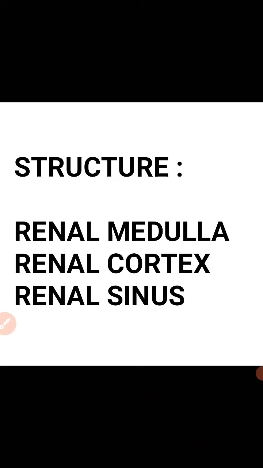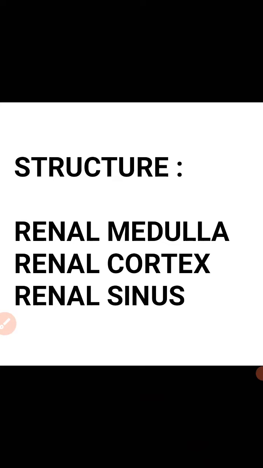The renal sinus is the space which extends into the kidney from the hilum of the kidney. From the hilum it extends inwards towards the kidney. That space is called renal sinus. The contents of renal sinus are branches of renal artery, tributaries of renal vein and renal pelvis.